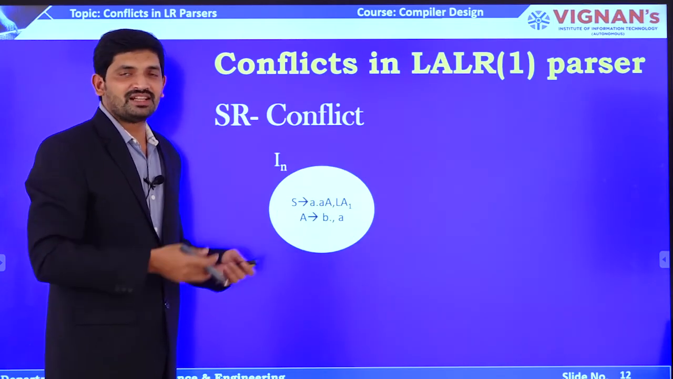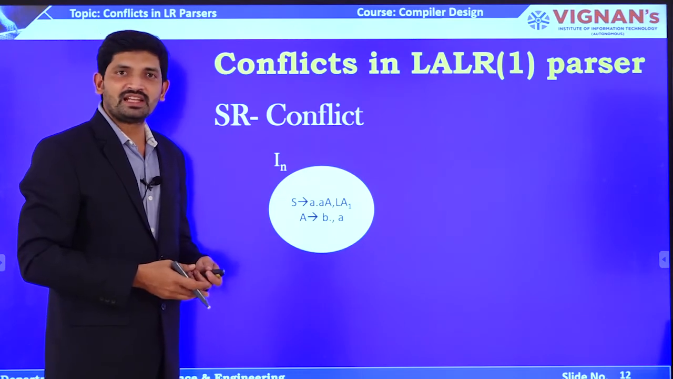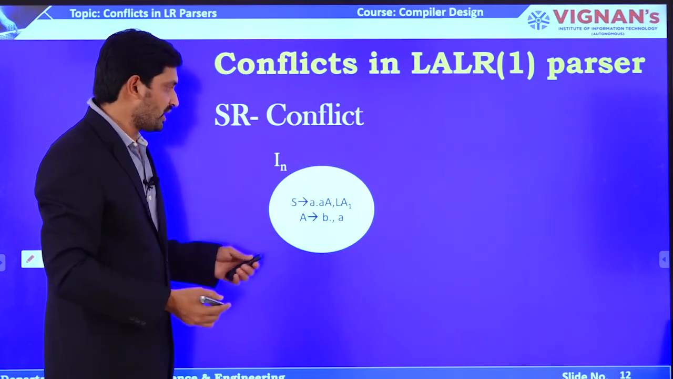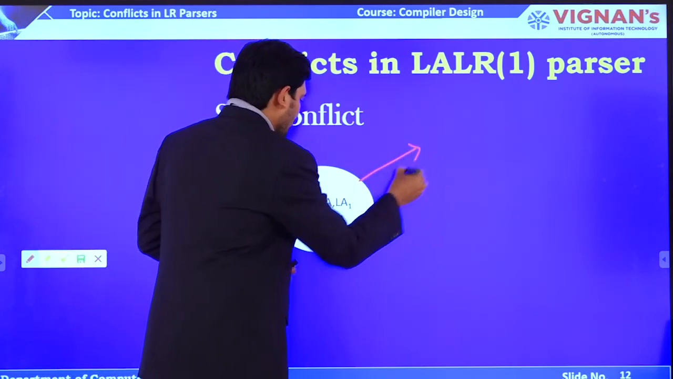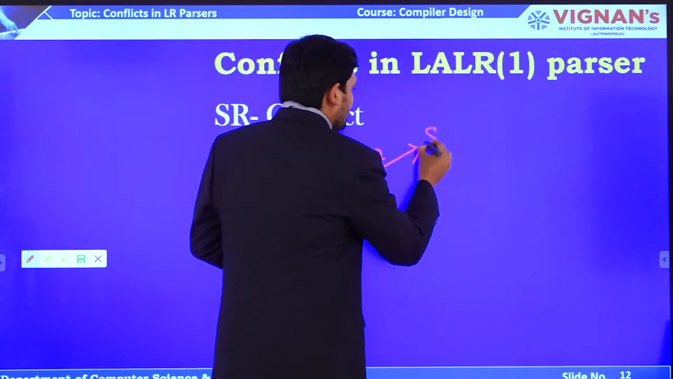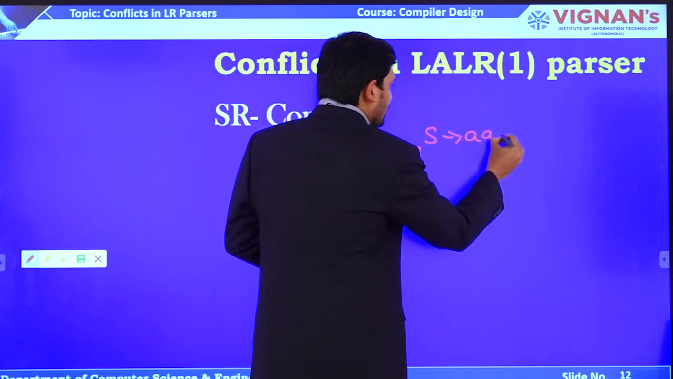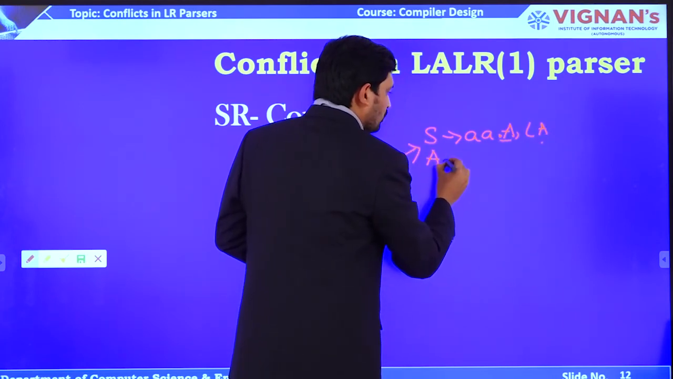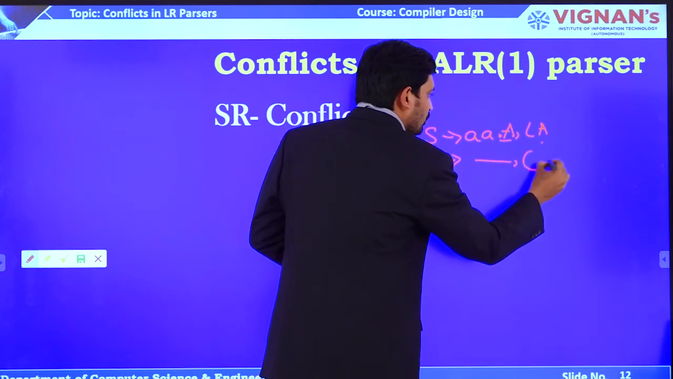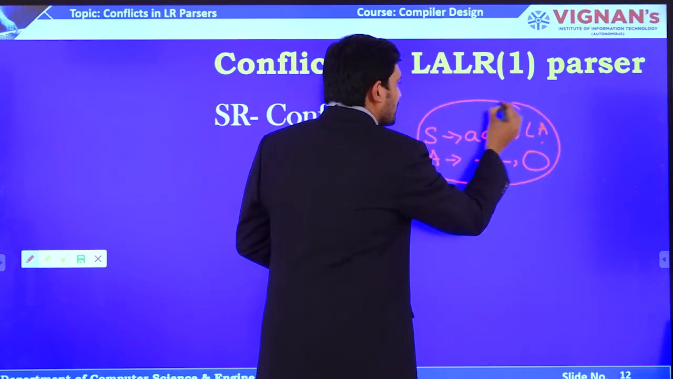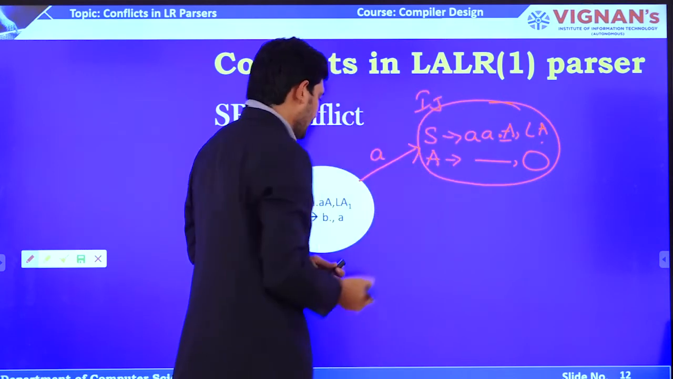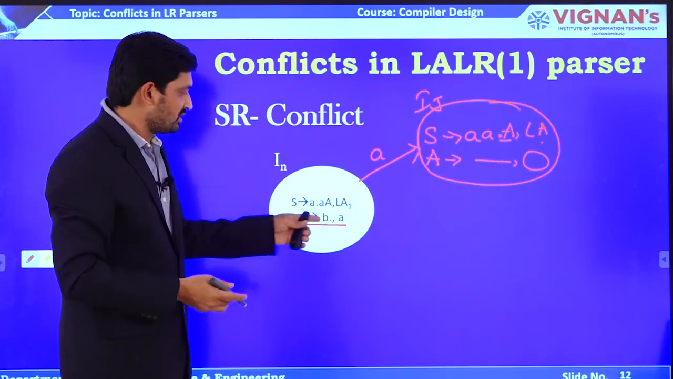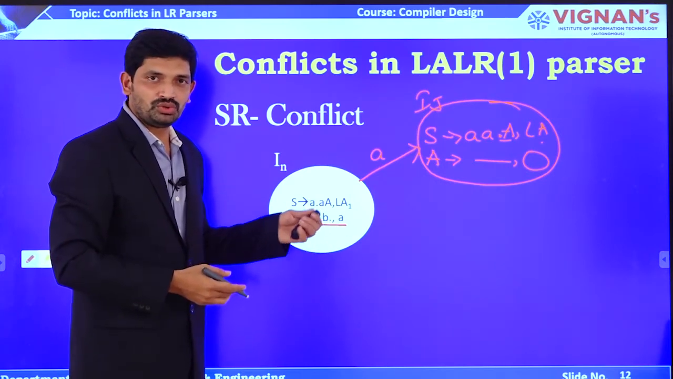Now let us discuss the SR conflict in LALR1 parser. This is my state I_n which consists of two productions. I am going to perform the goto operation on small a, and I have to write S tends to a dot capital A comma look ahead, and because of this dot and capital A, I have to include all the capital A productions and the look ahead symbols. Let us say this is my state I_j, and here there is a second production, or we can call it a final item. Because of this final item, we have to perform the reduce operations.